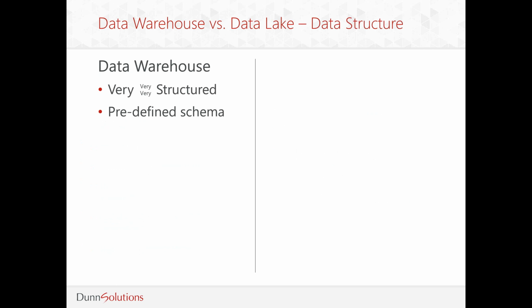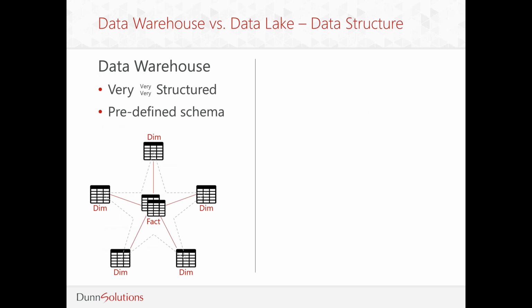Let's talk about the difference in the data structure between a data warehouse and a data lake. The structure in a data warehouse is very structured. And I cannot emphasize the word very enough. It is very, very, very structured. You spend a lot of effort up front in defining a schema. Star schema, as some of you may have heard about it. You have a central fact table, you have conformed dimensions hanging off of that fact table, and everything has to be perfect in a data warehouse.